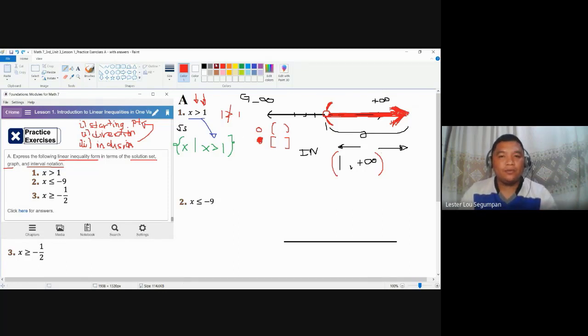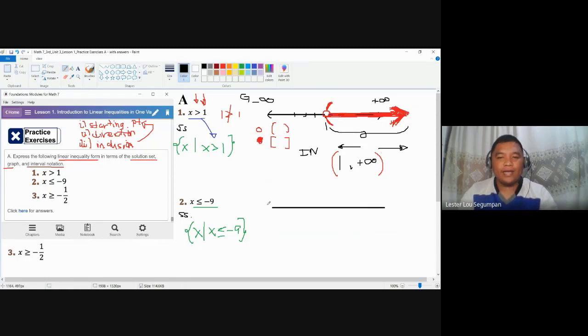So for number 2, our solution set is a set containing x such that, simply copy, x is less than or equal to -9. This is a set. That's already enough.